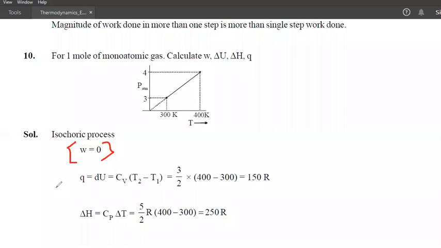Now, if work done is zero, then delta U is equal to Q, right? Because delta U is equal to Q plus W. So W is zero, so delta U is equal to Q. So delta U is nCv delta T, where n is 1 mole, so it is just Cv delta T, and delta H is nCp delta T, okay? Got it, everyone?